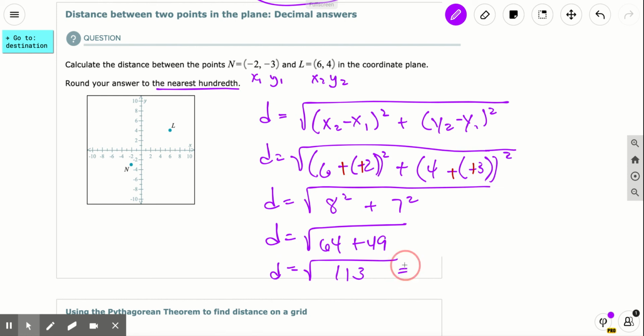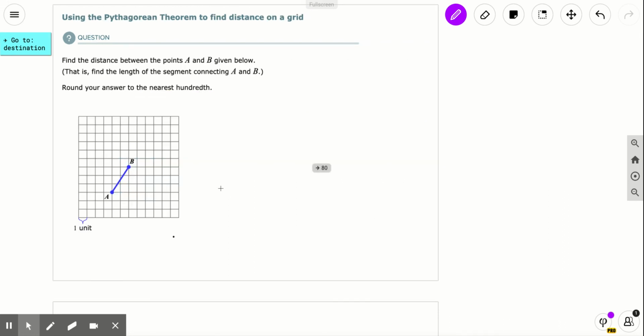Now you need to plug that into a calculator and round it to the nearest hundredth. I'll just do it. So square root of 113. Boom. 10.63. Okay. I told you I always run out of room. Never fails. Next.